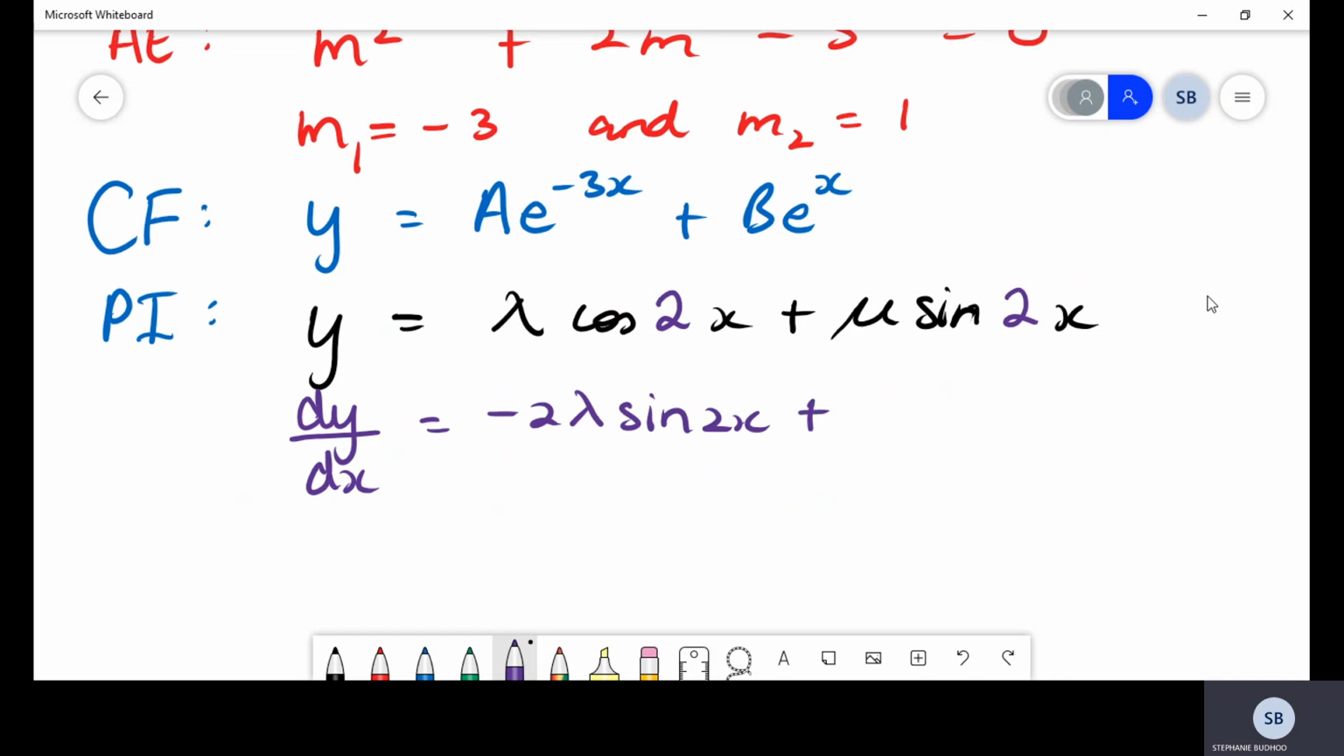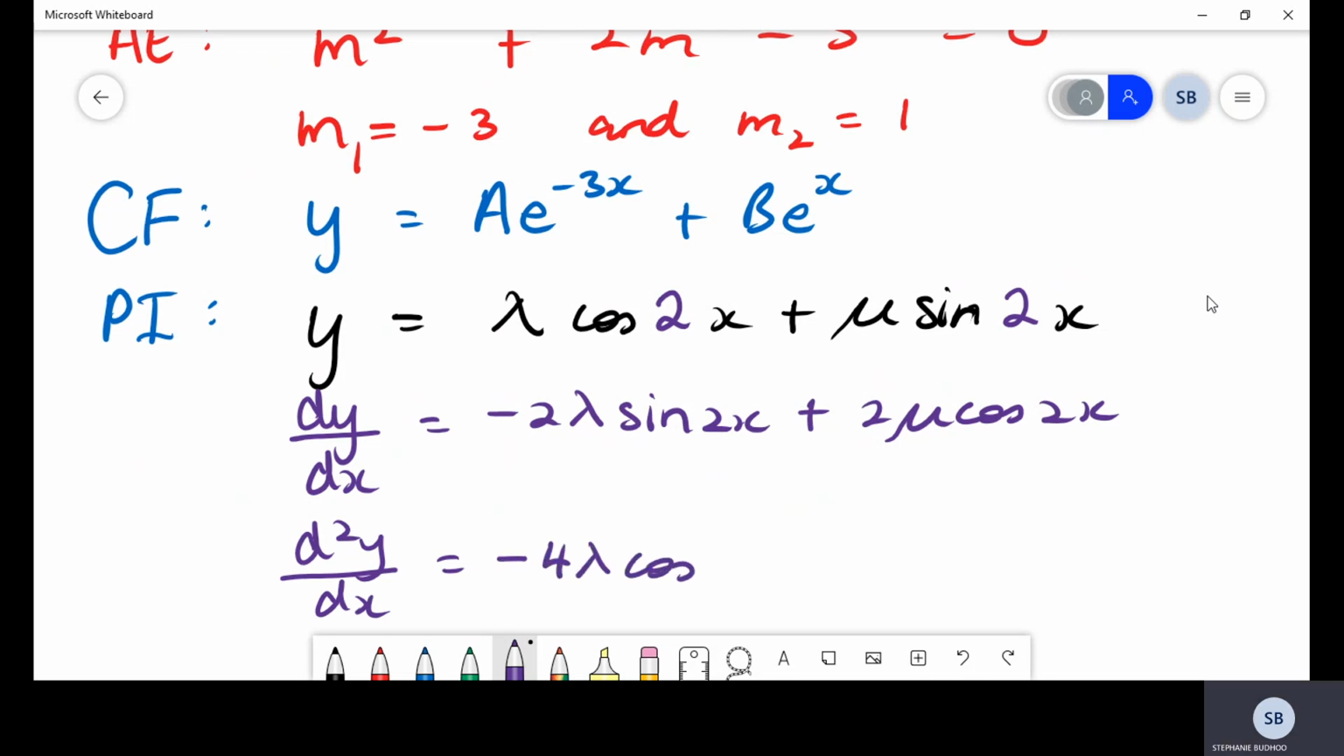Similarly, we will get plus 2 mu cos 2x. Upon differentiating a second time, we will get minus 4 lambda cos 2x plus 4 mu sine 2x. This will be a minus.